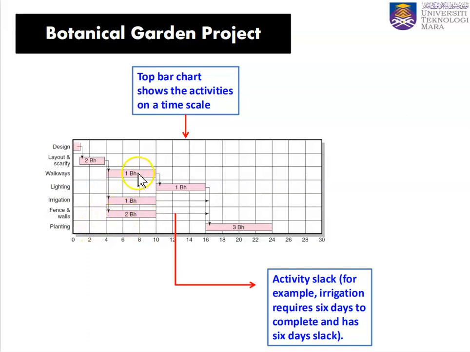When these activities finish, the lighting can be installed. Lighting will take place for 7 days, from day 10 to day 16. Then finally, planting will take place after lighting, from day 16 to day 24, and it requires 3 backhoes.